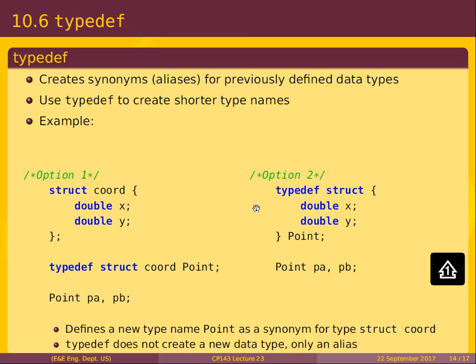Then I can use this point in my variable declaration. So I don't have to repeat struct coordinate for each of my variable declarations. I can now just use the name point. There's another option in which to do it. You can add the typedef also here at the top. I say typedef struct, and at the end I say my variable type point over here. So two ways to do something that's exactly equivalent. And when I declare variables of this type, I can just use this name that I've given it here.